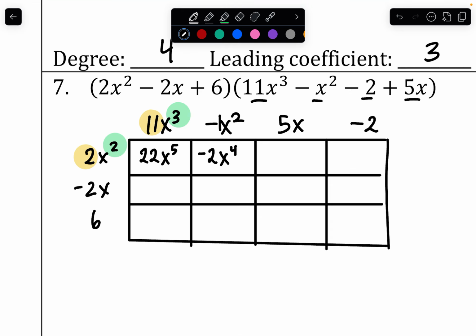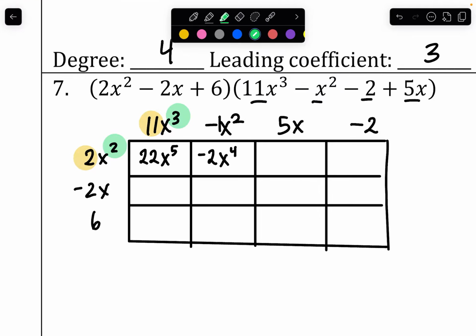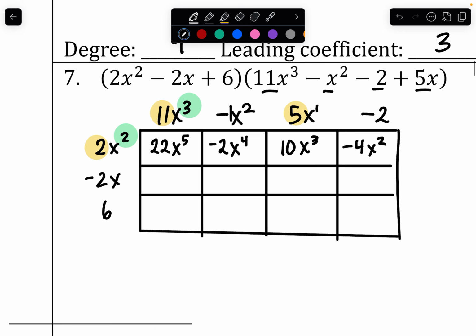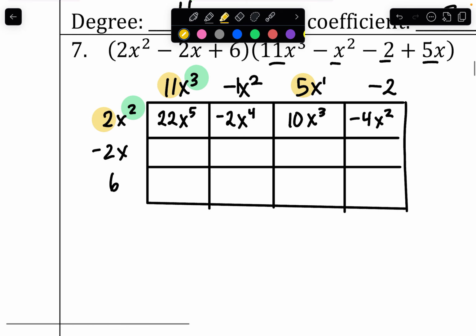For the next one, we would have the 2 times 5, which is 10. And then x squared times x would be x to the 3. Add the little numbers. And then 2 times -2 is -4. And then you still have the x squared. Okay, next row, multiply your coefficients, add your exponents. So -2 times -1 is 2. X to the first times x squared is x to the third.